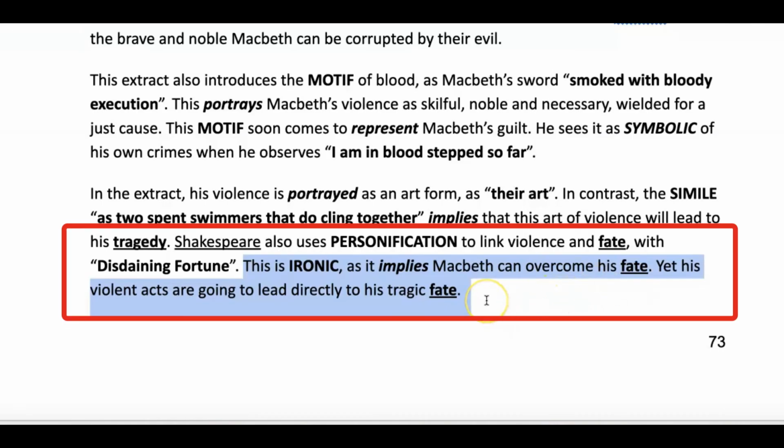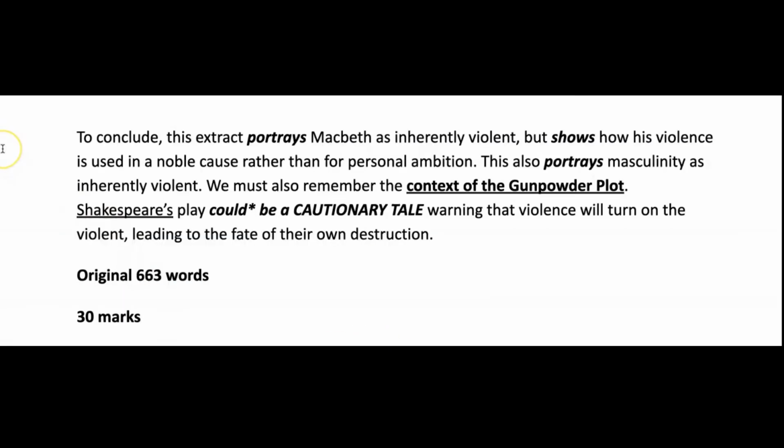Now this leads directly to his fate at the end of the play, because he thinks that he can overcome the fate laid out by the witches of not being killed by someone born of a woman, and of challenging their prophecy that Banquo's sons will become king. To conclude, this extract portrays Macbeth as inherently violent, but shows how his violence is used in a noble cause rather than for personal ambition. This also portrays masculinity as inherently violent.